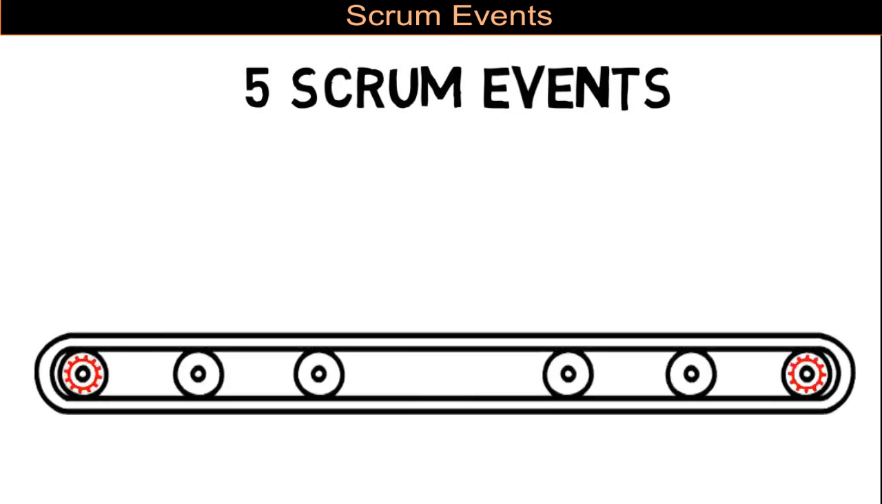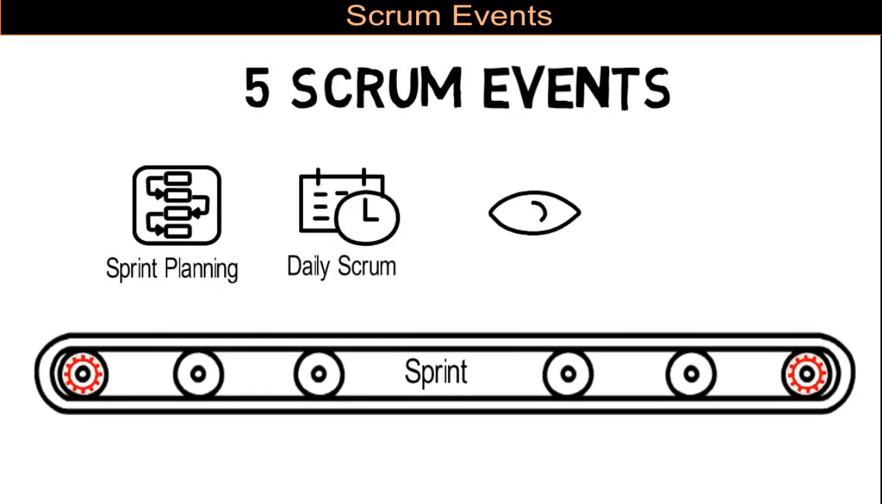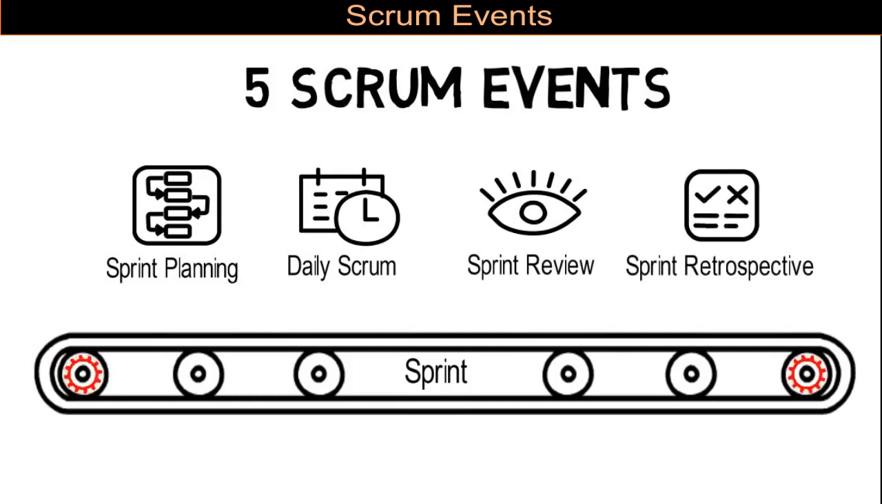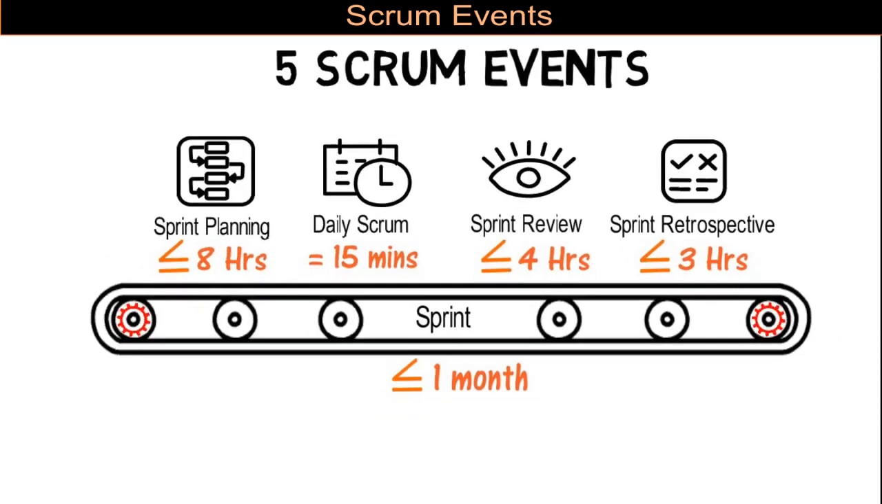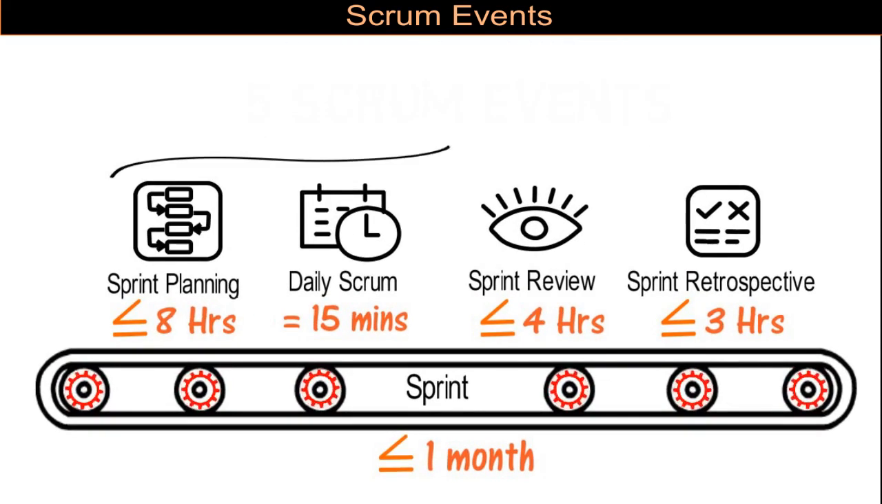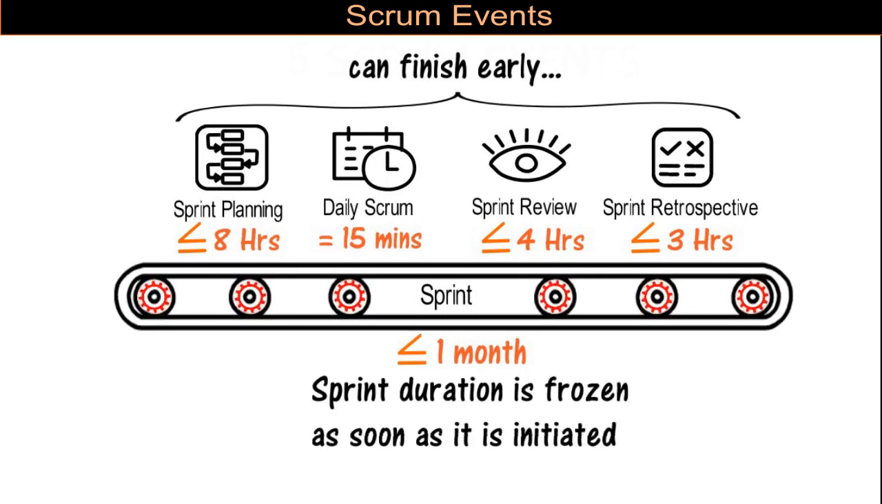Let us summarize. We have 5 Scrum events. Sprint is the container event and it contains the rest of the 4 events. They are sprint planning, daily Scrum, sprint review, and sprint retrospective. All events are time-boxed events with a not-to-exceed duration. Sprint cannot be more than 1 month in duration. For a 1 month sprint, the upper time limit is 8 hours for sprint planning, 4 hours for sprint review, and 3 hours for sprint retrospective. Daily Scrum is always limited to 15 minutes. These 4 events can finish early if the purpose of the event is achieved early. However, the duration of the sprint is frozen the moment it is initiated.